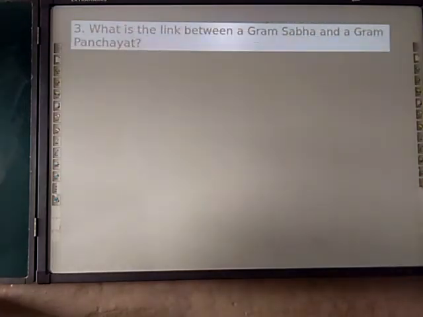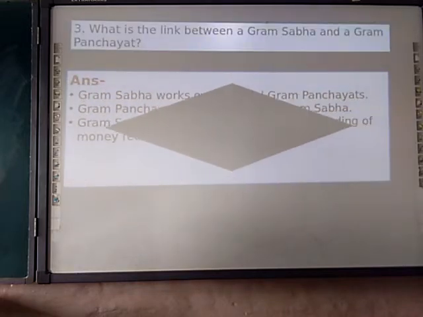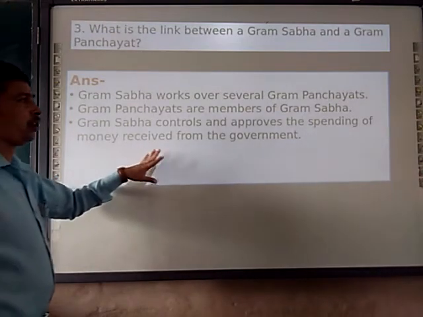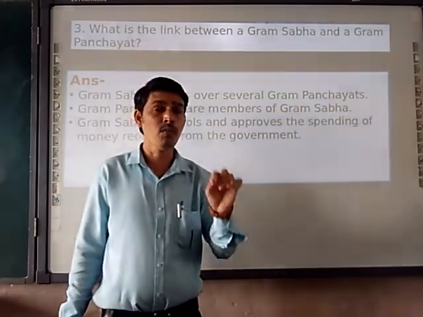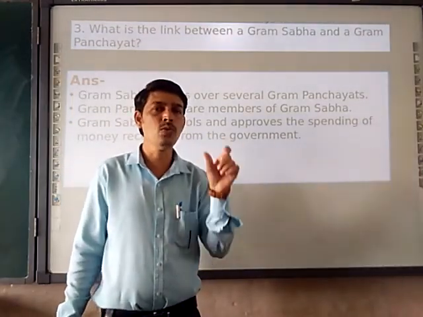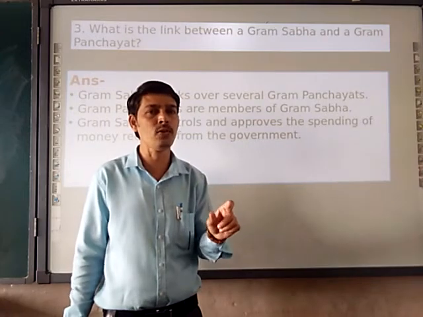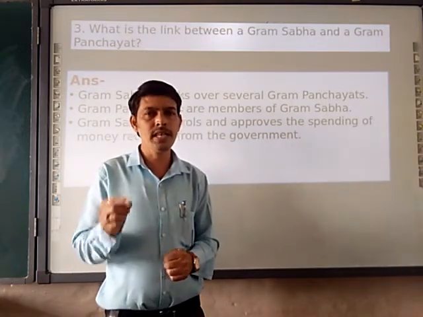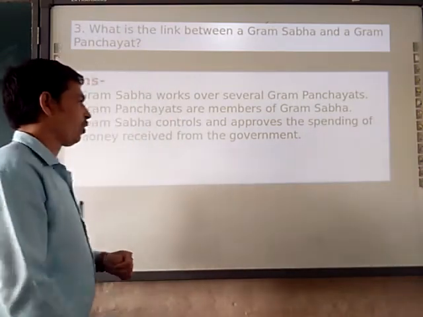What is the link between Gram Sabha and Gram Panchayat? So the link you can sort out by your own. Gram Sabha works over the several Gram Panchayats. Gram Panchayats are the members of Gram Sabha, and Gram Sabha controls and approves the spending of money received from the government. Here one word was there, secretary. Who is that secretary and what is the secretary's role and responsibility that has been placed in the textbook? Please read it and let me know on the WhatsApp.